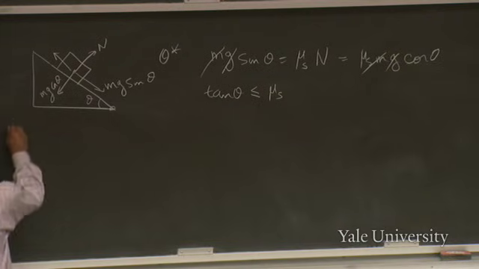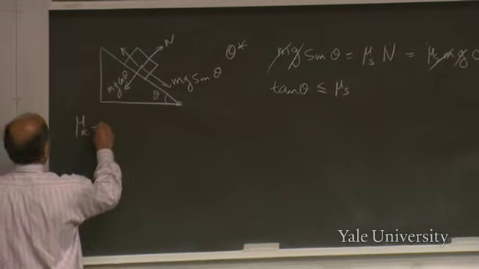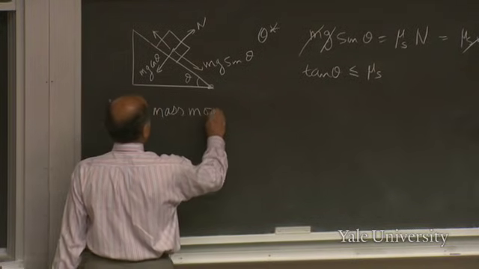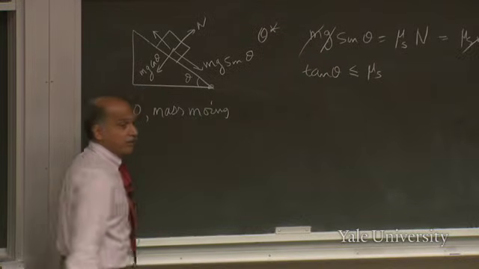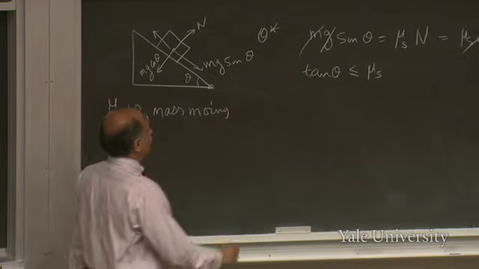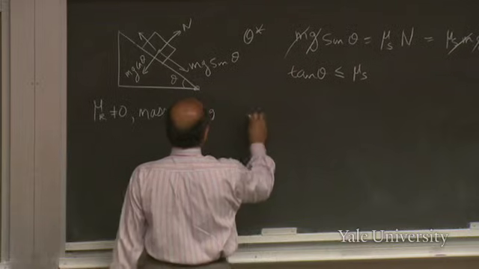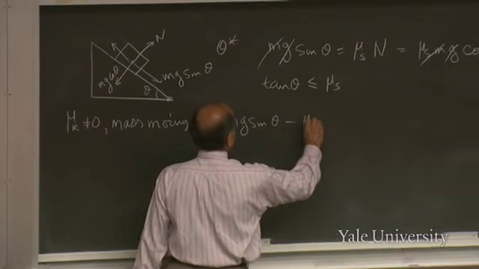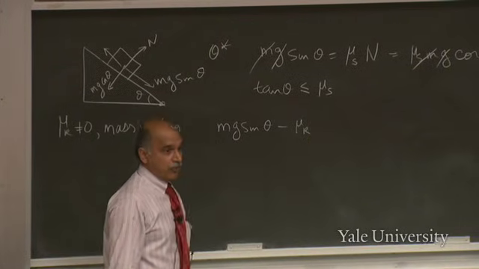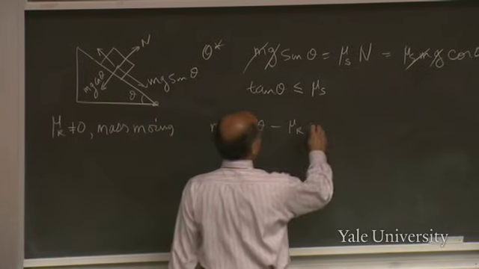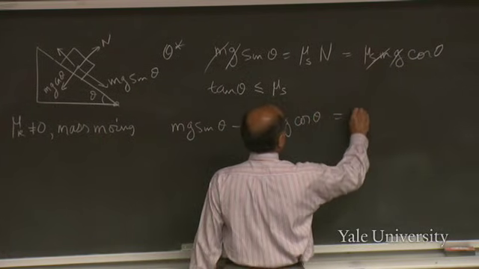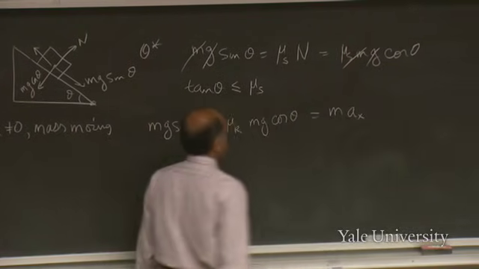So now I've got mu kinetic not equal to 0, mass is moving. You can ask, what's the acceleration now? So the equation along x is going to be mg sine theta minus mu kinetic times the normal force. But allow me to write for the normal force mg cosine theta, and that's got to be equal to m times a_x.